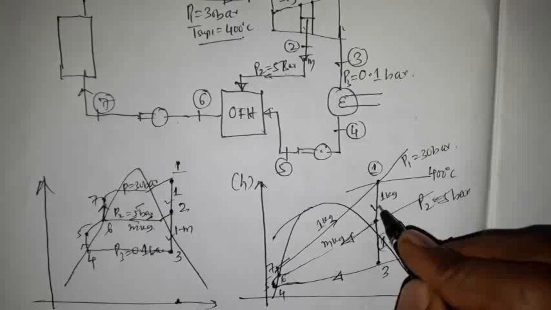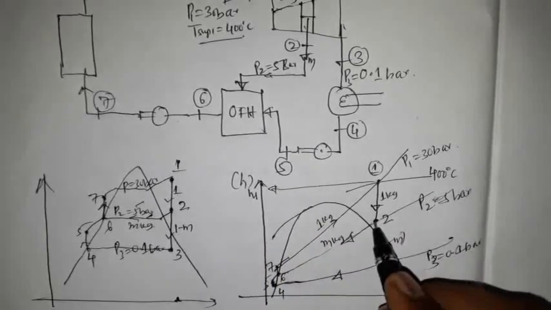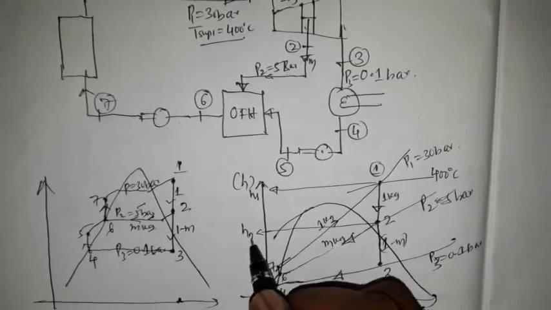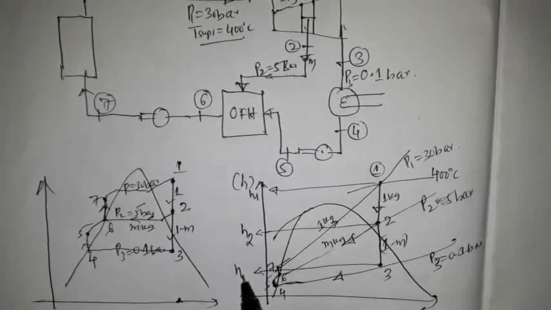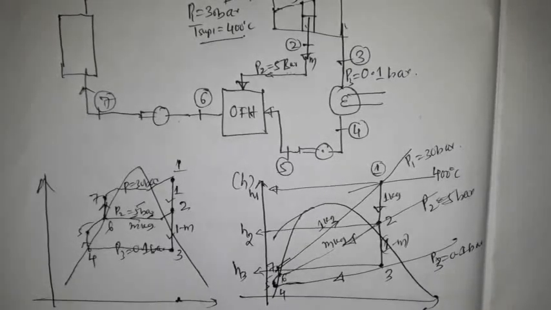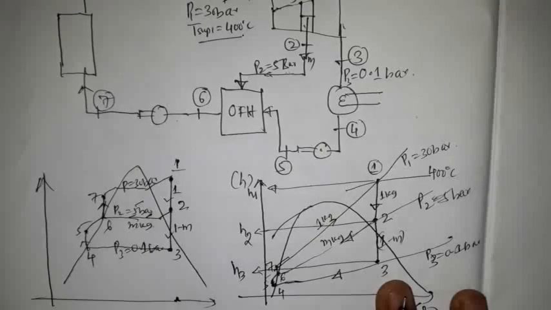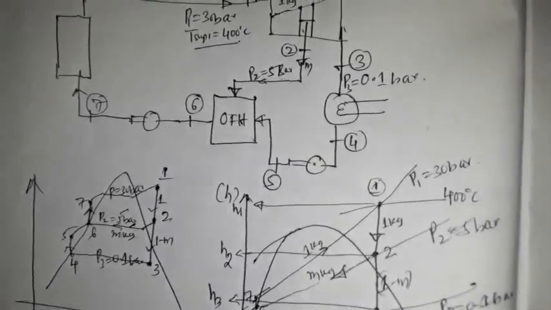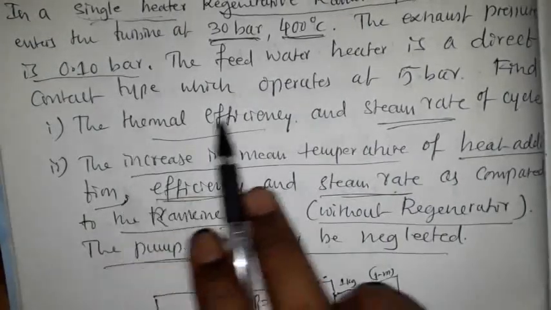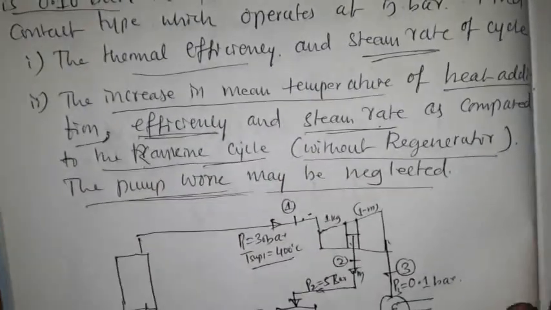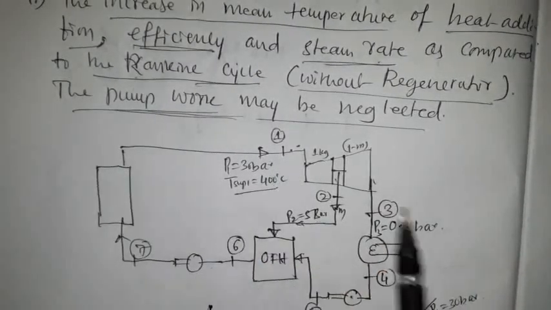be able to get the H1 value, and here I am able to get the H2 value on the Mollier chart, and we can get the H3 value on the y-axis. So now let's look into the solution. First one is we need to calculate the thermal efficiency for the regenerative Rankine cycle with all these operating parameters.